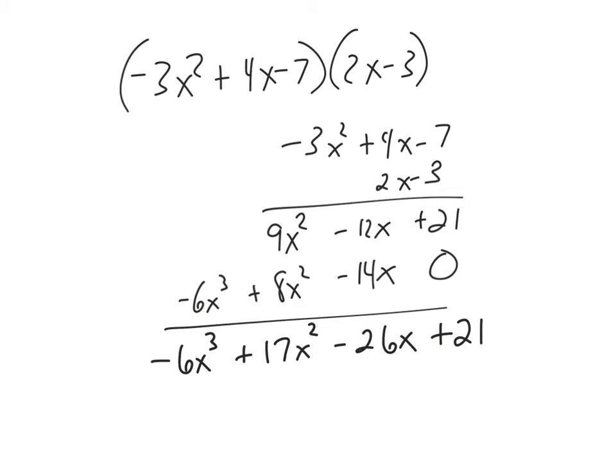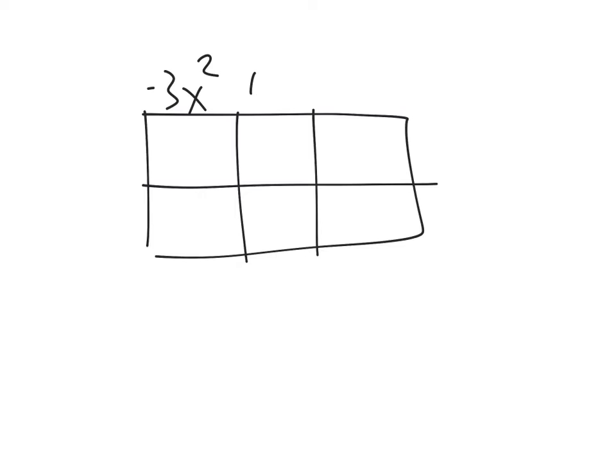Okay. Now let's try that again with the Punnett square. Sorry about that. Read it like that. So I'm going to make my 3 by 2 Punnett square. I got my negative 3x squared. I got my 4x and my negative 7. And then, oh, I forget, minus 3. So my 2x minus 3 goes there. So now, again, I'm going to multiply these two right here.